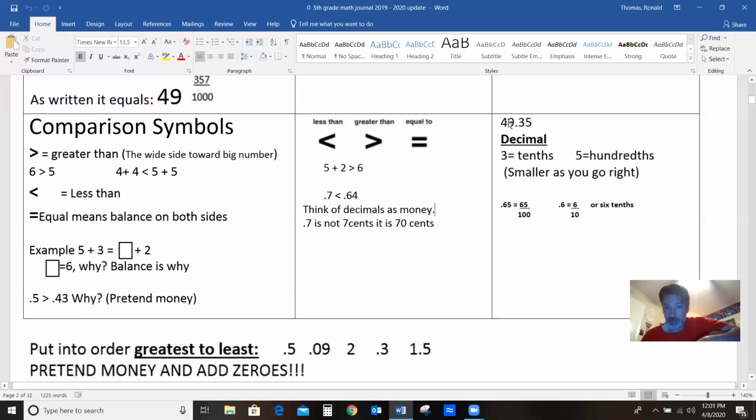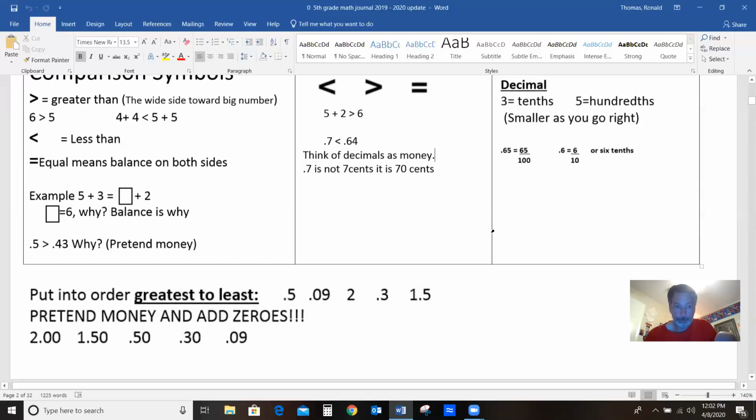Now, $49.35. I'm pretending it's 49 and 35 hundredths, but here's a decimal. 3 is the tenths place, 5 is a hundredth, smaller as you go to the right. Decimal 65 is 65 over 100. Decimal 6 is 6 tenths. There you go. Now, I want you to do this right here. Put them in order from greatest to least.